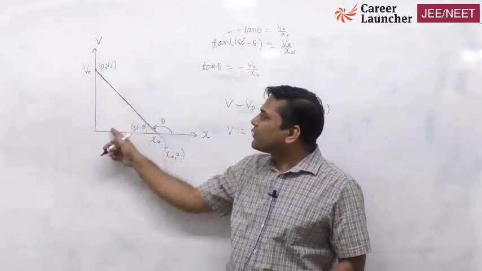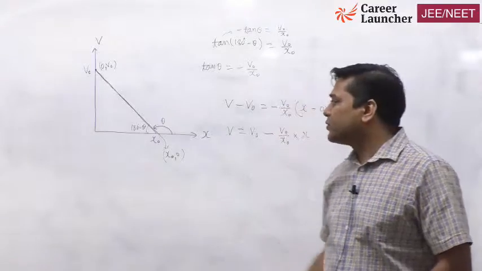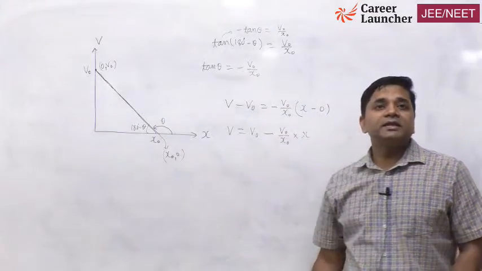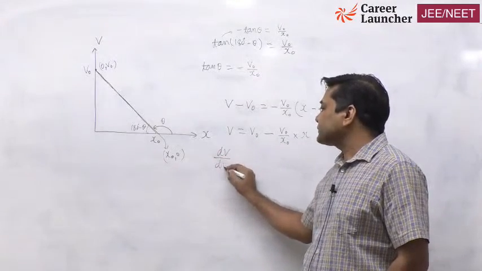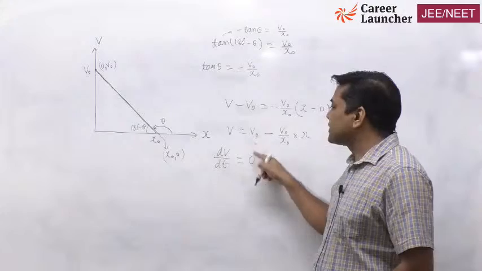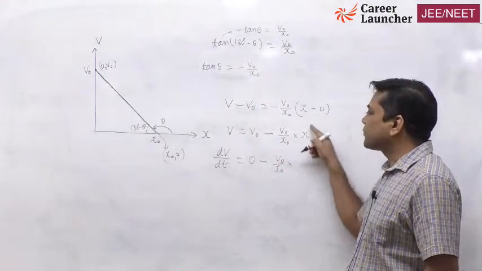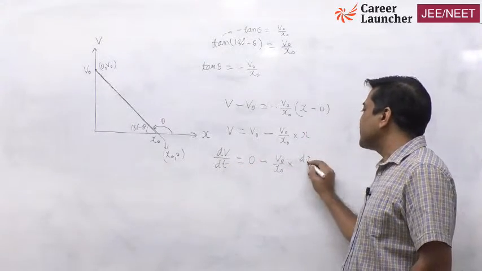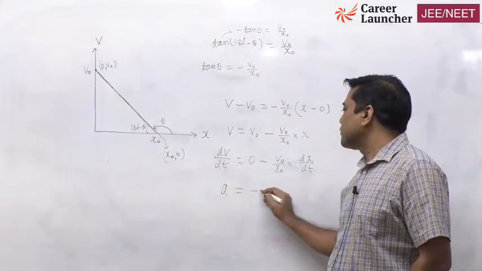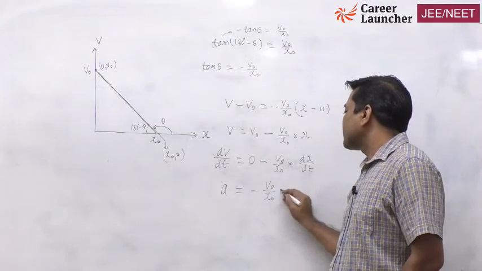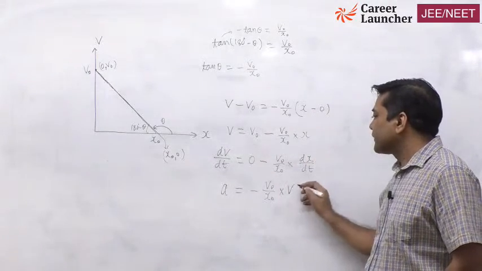So it can also give the velocity at an intermediate point, but it is not required in this question because they wanted you to draw the graph between acceleration and position. So differentiate it. This is 0 because it's a constant quantity, and this becomes V naught by x naught, constant, into the differentiation of x with respect to t, which is dx by dt. So this becomes acceleration a equals minus V naught by x naught into, dx by dt is V.